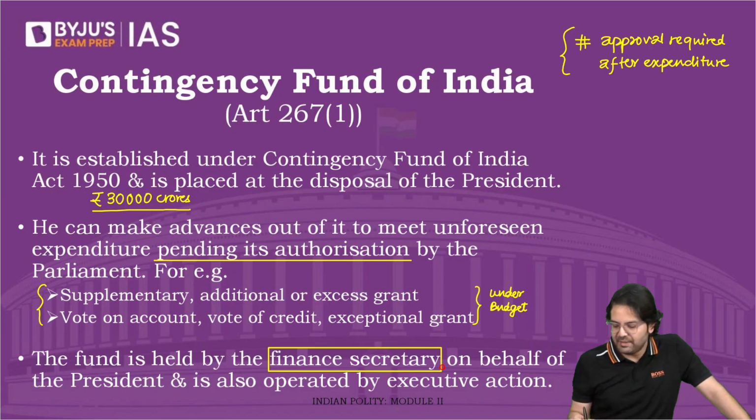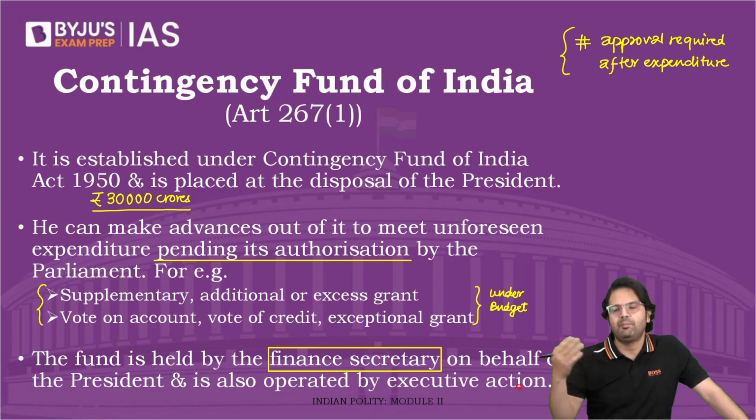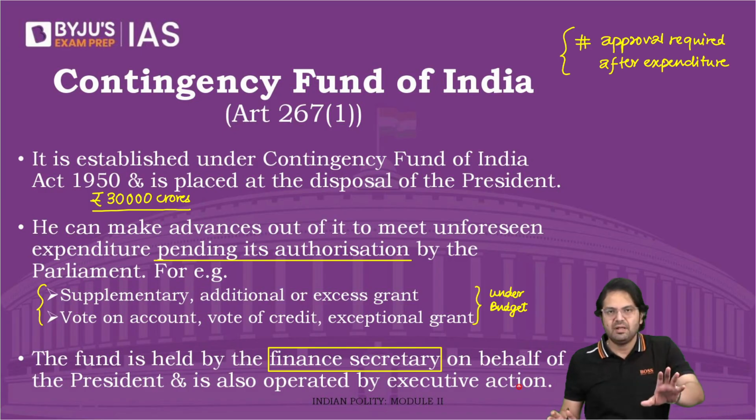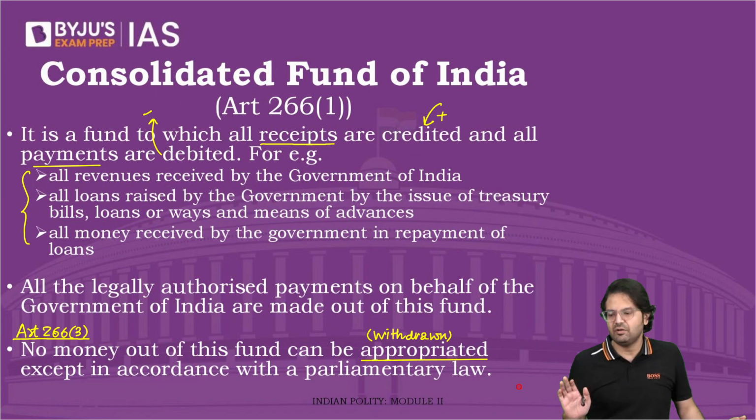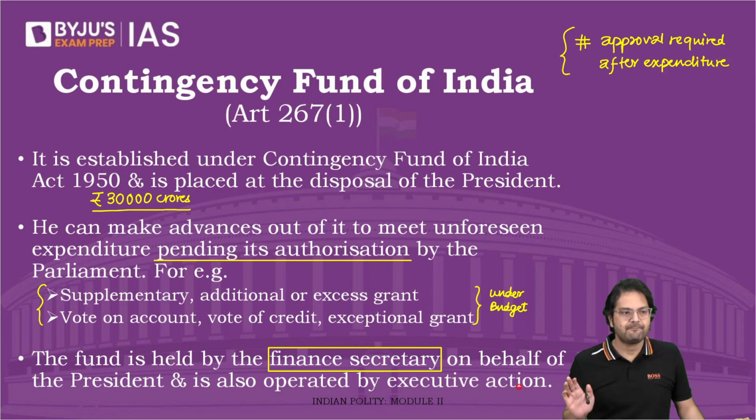And this money is also spent by government order only, but the only condition is after you spend money, this has to be approved in future. Clear? Okay. Contingency Fund of India, a separate account is there where 30,000 crore rupees are kept. When the government needs money, it can take out money from this account and spend it urgently. If there is no urgency, we already have CFI. Simple, right? This is with respect to Contingency Fund of India. Okay, that's it.